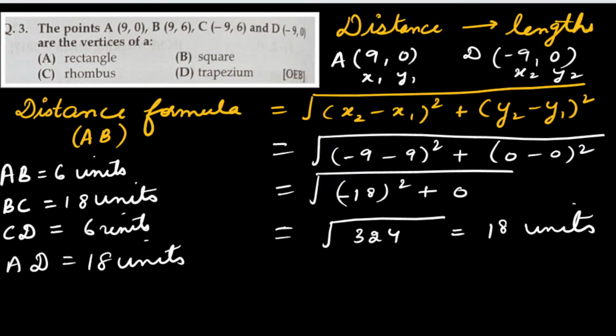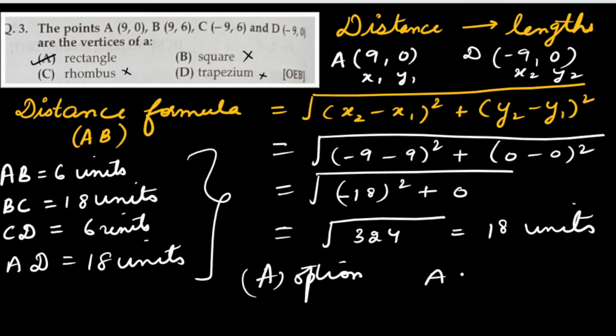From here itself we can conclude, no need of finding more distances, like diagonals, because in the options we have only the rectangle in which a pair of opposite sides are equal. A square doesn't have only opposite sides equal, and in a rhombus all sides are equal. A trapezium also doesn't have both pairs of opposite sides equal. So we can conclude option A, rectangle, is the answer.